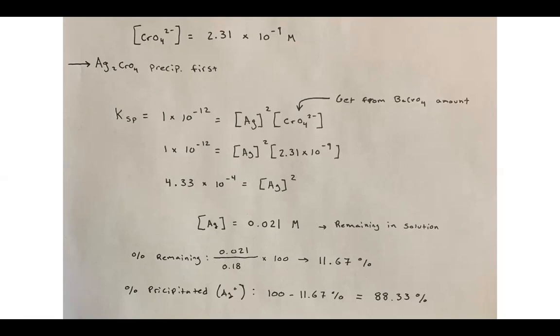Okay, now that wasn't the question, however. It was how much or what percent of silver has precipitated. Well, if 11.67% is still in solution, right, then all the rest of the silver must have precipitated as solid. Okay, so the percent of precipitated silver will be 100% minus that 11.67%, which is equal to about 88%.